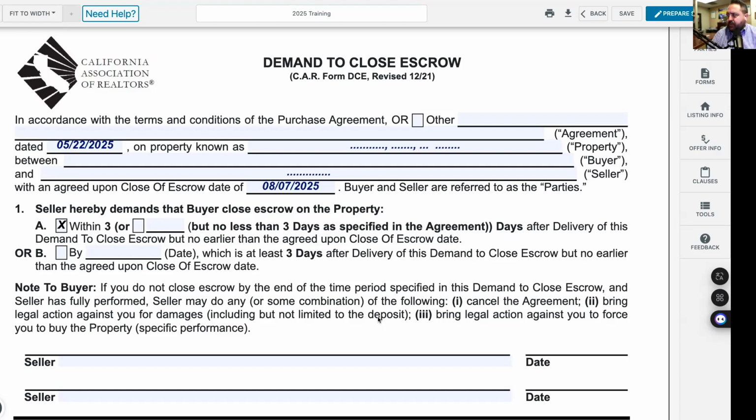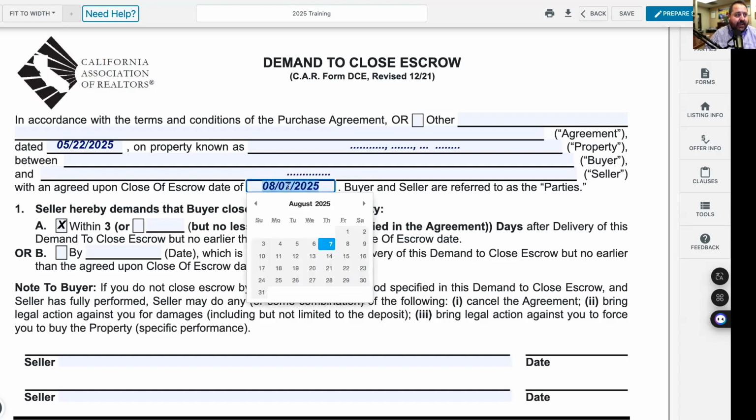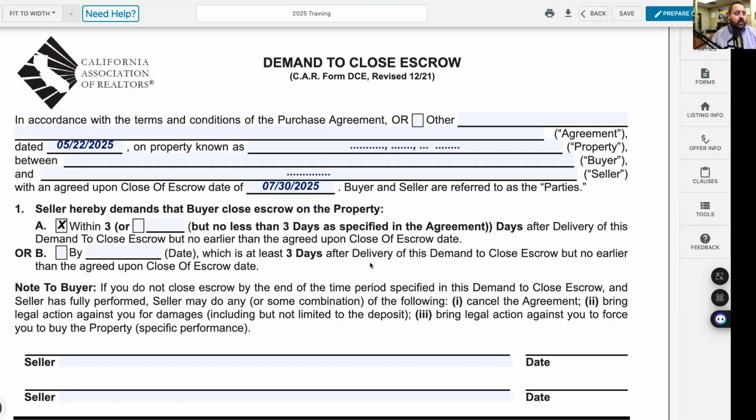Let's see. Can you repeat the last part about when to send? Okay, sure. If we are past our close of escrow date, let's say our close of escrow date was yesterday, and I send them the demand to close escrow today, they have 3 days from today when they receive it to close escrow. So if I send it today, Friday would be day 1, Saturday day 2, Sunday day 3. Sunday, they can't close escrow, obviously. So by Monday, if they hadn't closed escrow, I would have the opportunity to cancel if I wanted to.